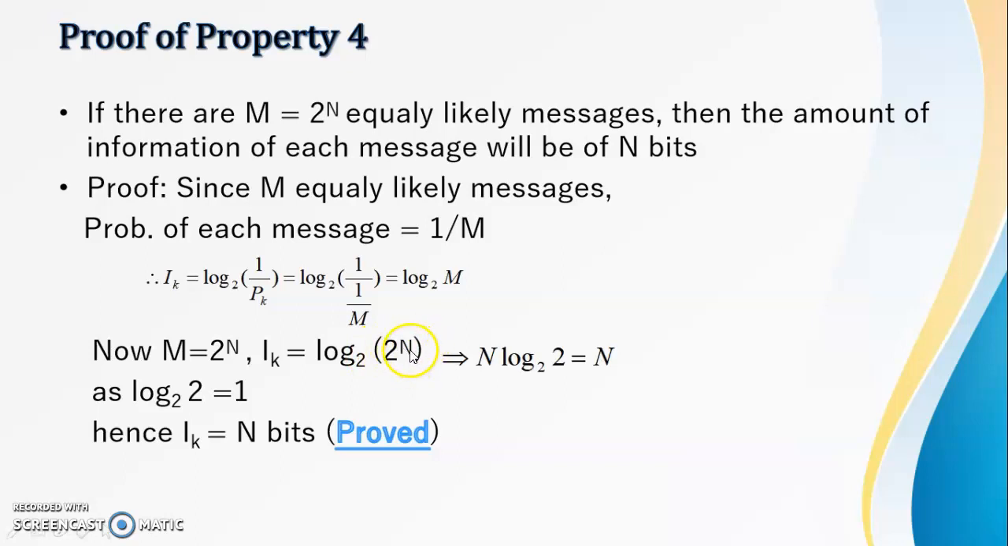Now this N value, as it is a power of 2, we can bring to the left side of this log 2. It is the formula from logarithm theory. So it represents N log 2 base 2. Now the value of log 2 base 2 equals 1. So that means I_k equals N. So the property is true.